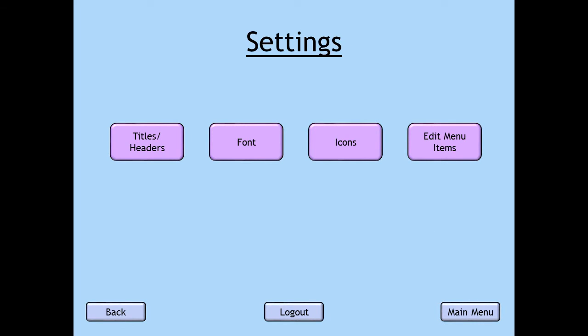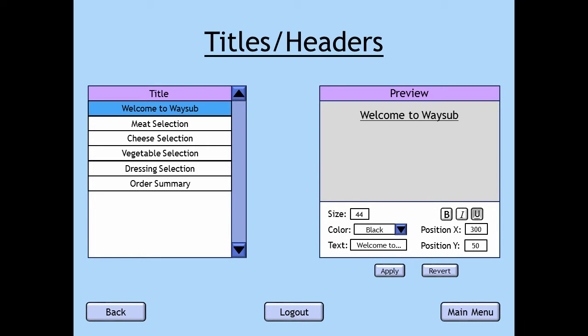Next we have the settings page, which will allow the manager or employee to edit the kiosk's different settings. First we have the title and header section. This is where they can edit the different titles of each page on the kiosk, and it will give you a preview and let you change the size, the font, or the color and the text. And you can apply and change it. And then you also have the logout and main menu still.